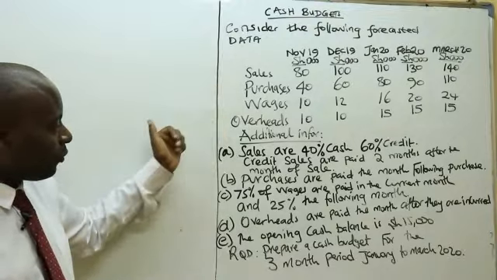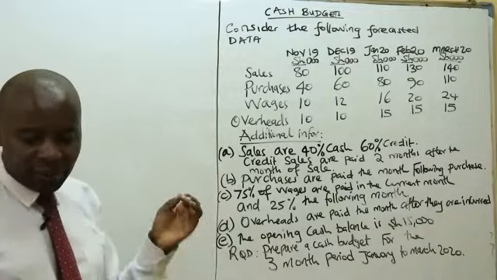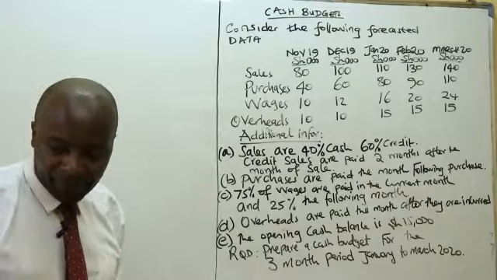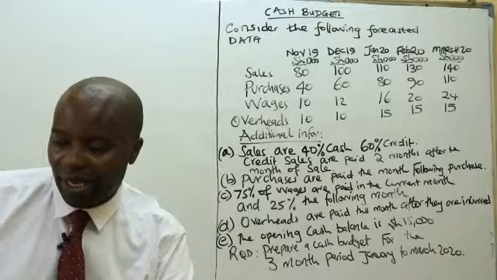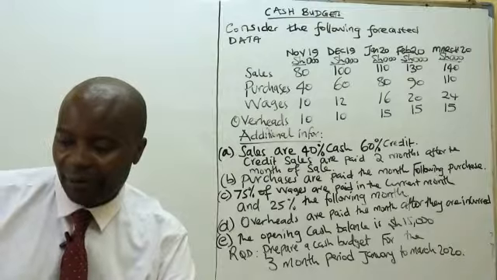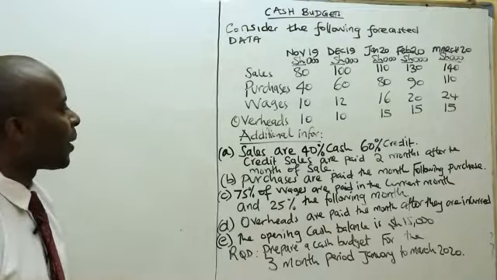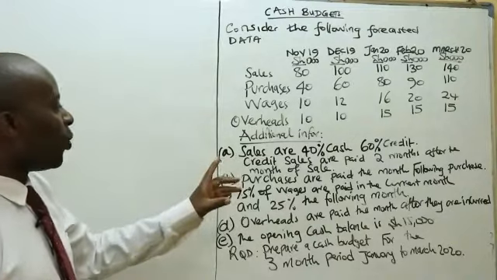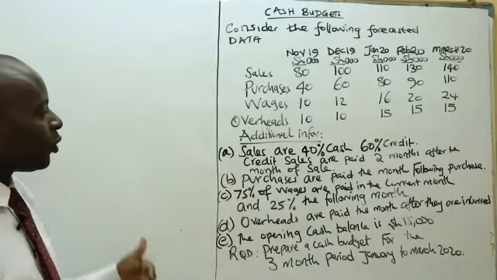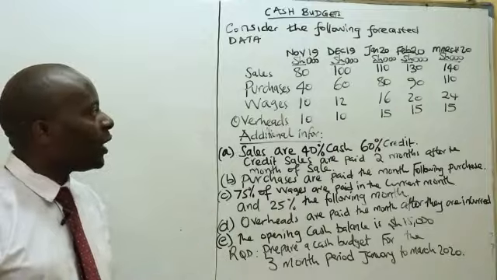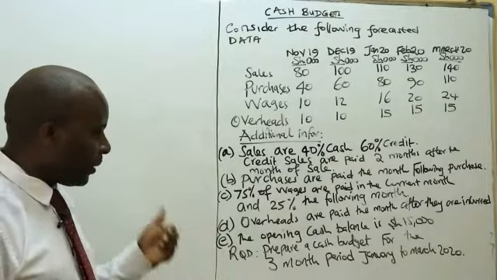We have additional information. They have told us sales are 40% cash and 60% credit. We are told here credit sales are paid 2 months after the month of sale.